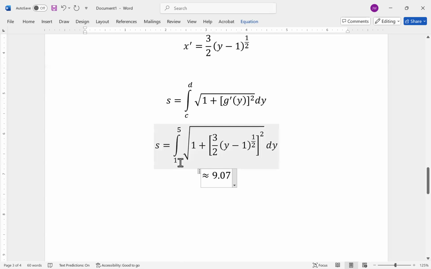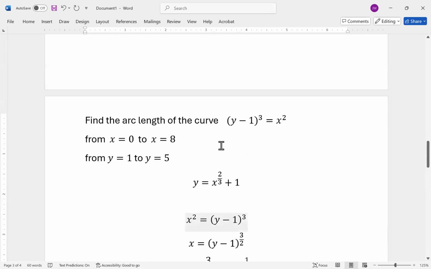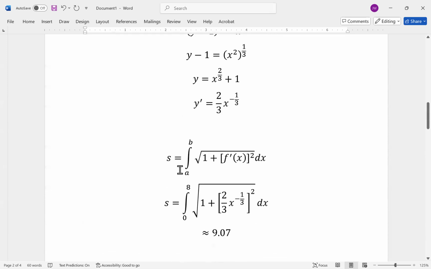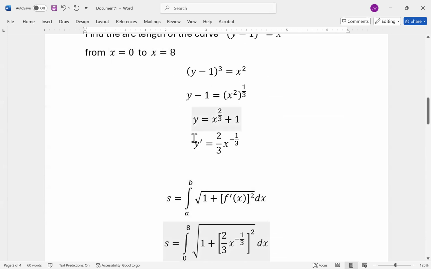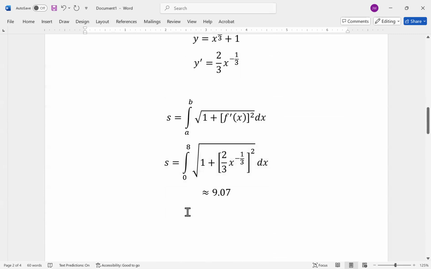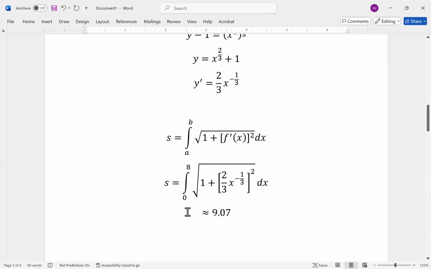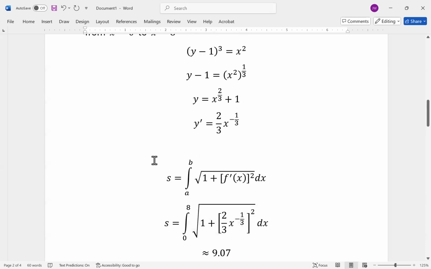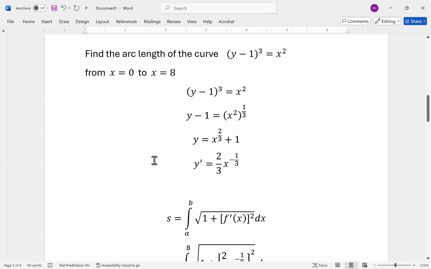We're plugging in 0, or we're plugging in 1. We don't have any negative exponents, and so on and so forth. So this was a little bit easier for the calculator to handle, but we had to find the y values. This one was a little bit tougher for the calculator to handle, but we were given the x values. And so either way, we get 9.07, whether we integrate with respect to x or integrate with respect to y. It's just a matter of preference of which path you choose.